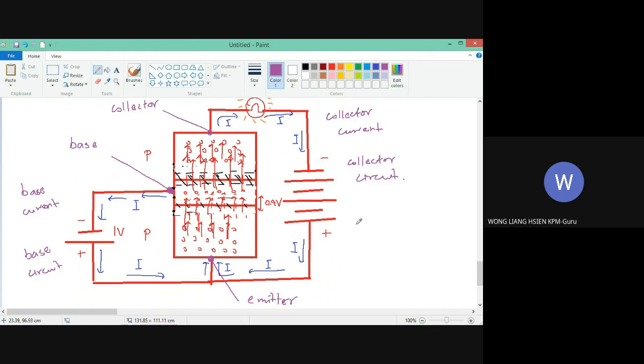So the charge carrier for PNP transistor is the hole. Okay. So this is the transistor.